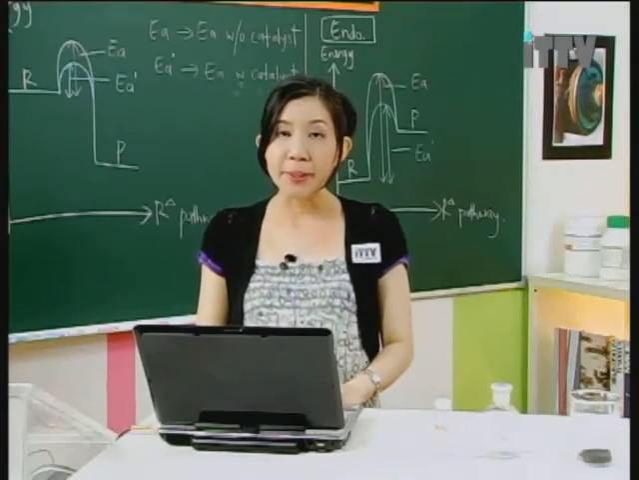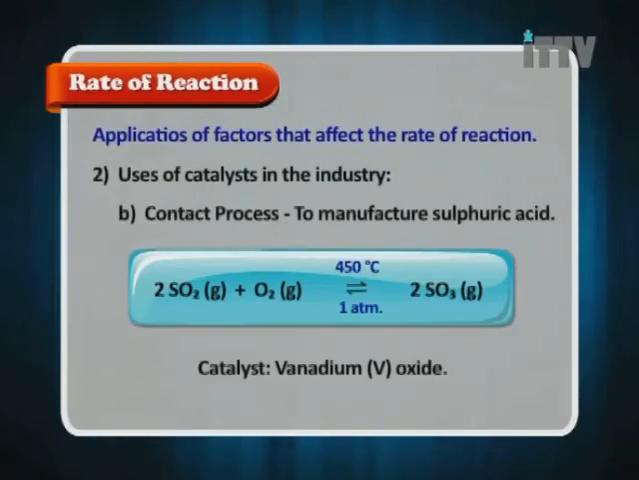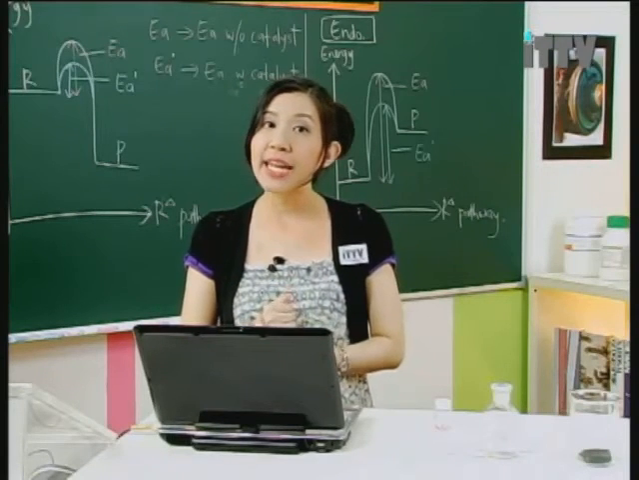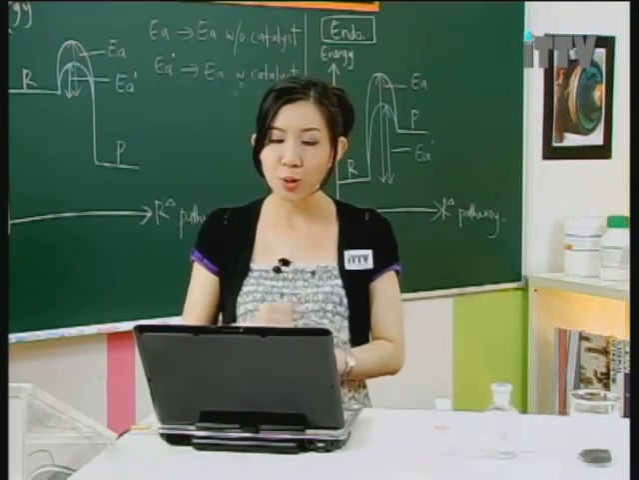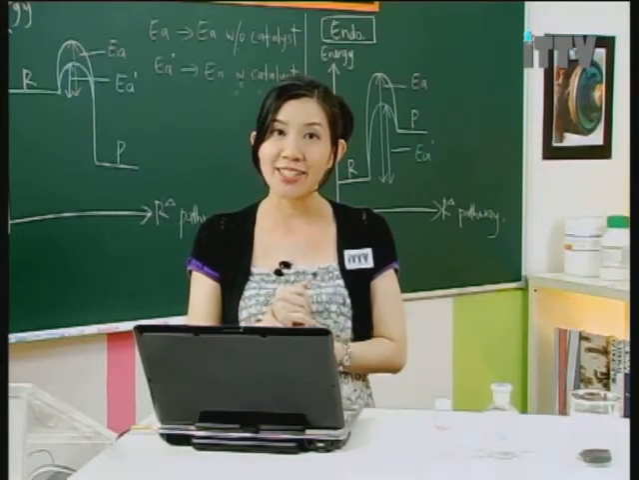Let's look at the second example. The second industrial process would be the contact process. This is to manufacture sulfuric acid. The key reaction in this contact process will be when gaseous sulfur dioxide reacts with oxygen to produce sulfur trioxide. And the positive catalyst being used will be vanadium oxide. Some books will say vanadium pentoxide as well. So this is another example of how positive catalysts can accelerate a reaction.